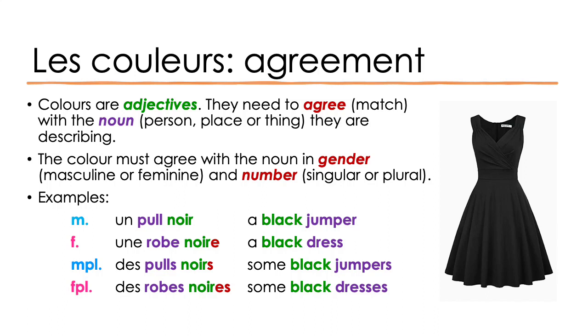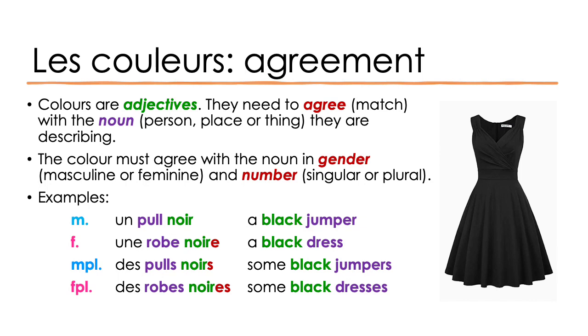Now we're going to look at how we can use colours to describe items of clothing. Okay, first of all, colours are adjectives, they're describing words. And like all adjectives in French, we need to match them with the noun. They need to agree with the noun. In this context, our items of clothing are our nouns, they're our things, and our colours are our adjectives, they're our describing words.